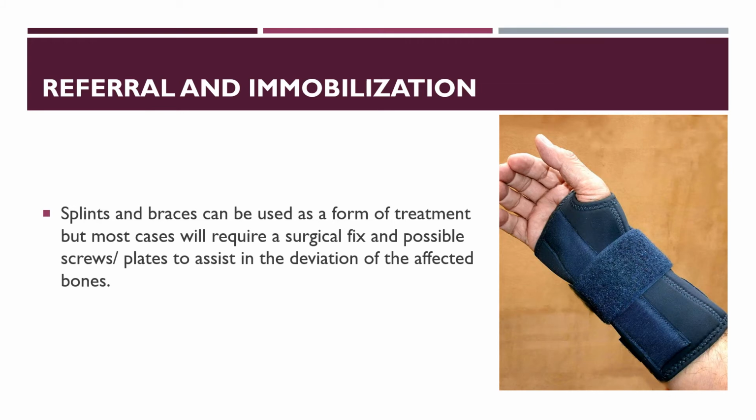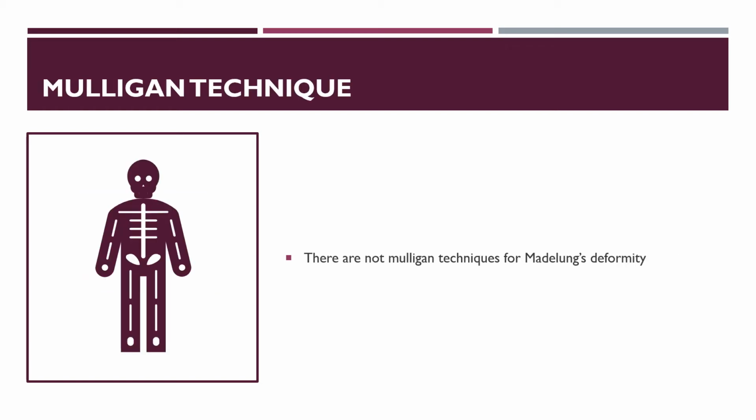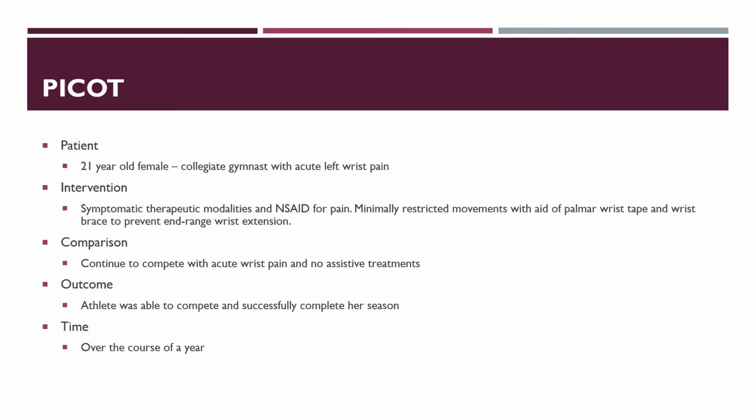Splints and braces can be a form of treatment, but most cases will require a surgical fix and possible screws, plates to assist the deviation of the affected bones, like shown prior in the slideshows. Looking at prevention, there is no way to prevent it considering that most of the things are going to come from a genetic or trauma incident. There is no mulligan.